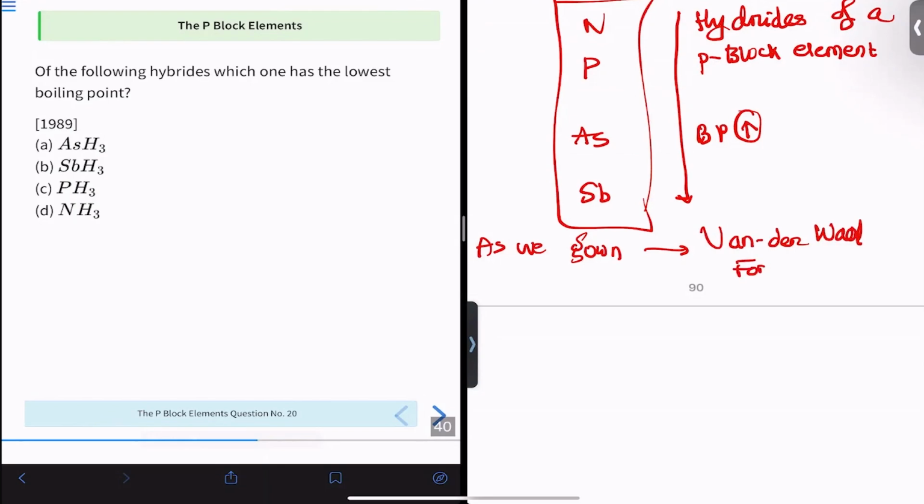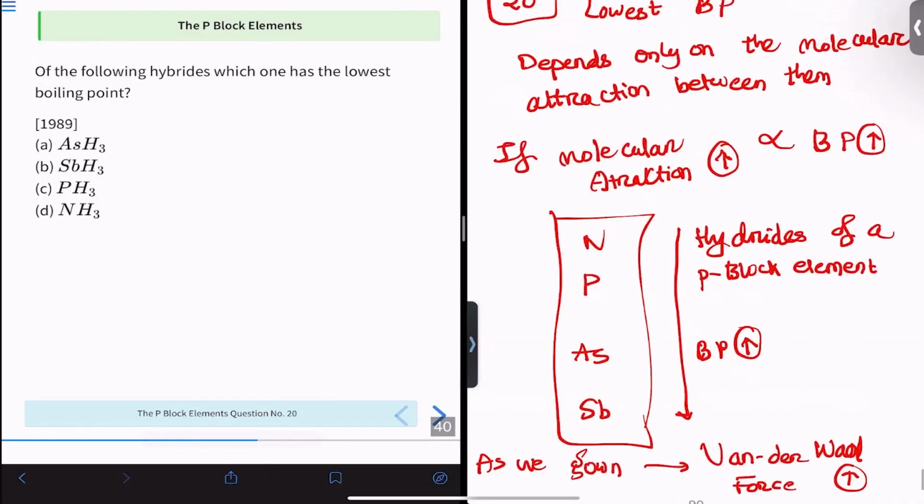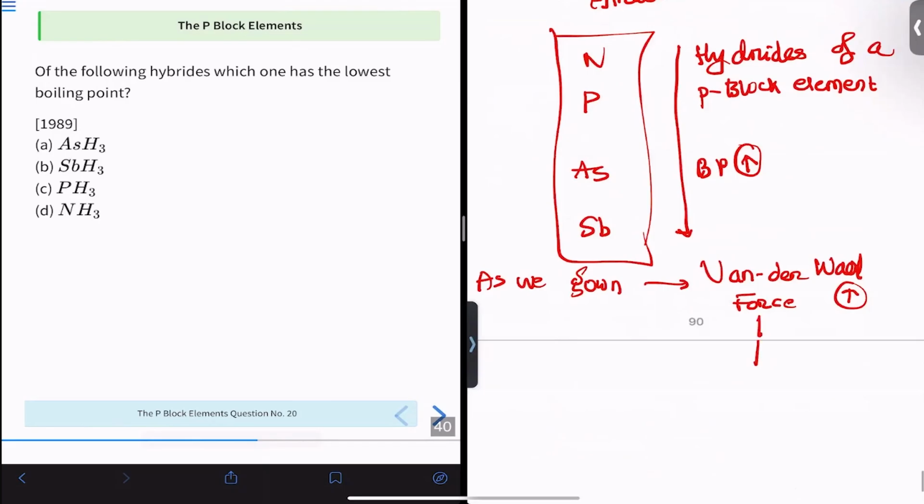Van der Waals force increases as we go down. Since the van der Waals force increases, the boiling point also increases. Okay?